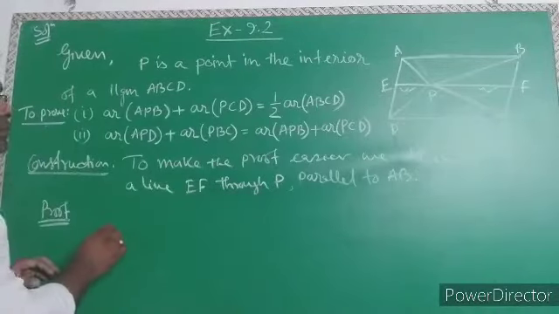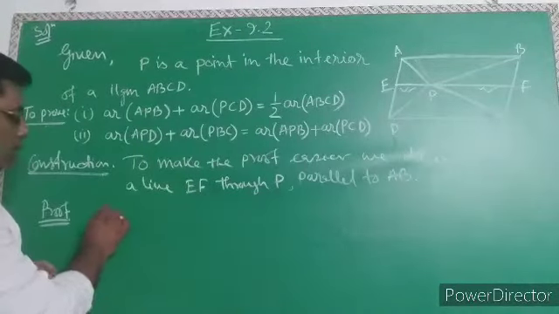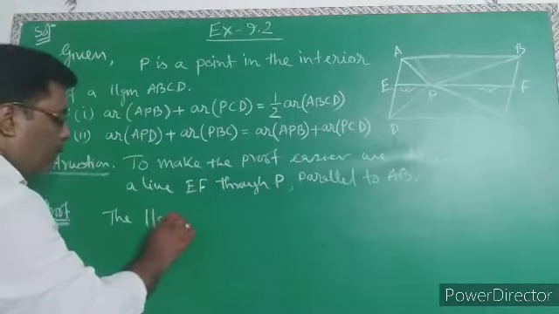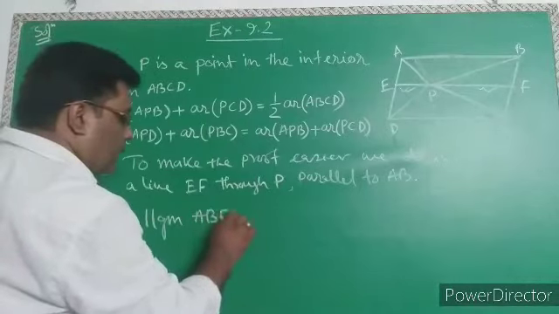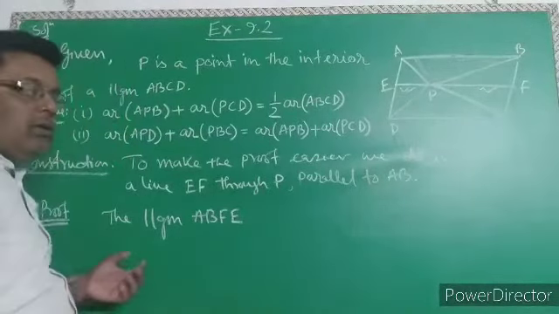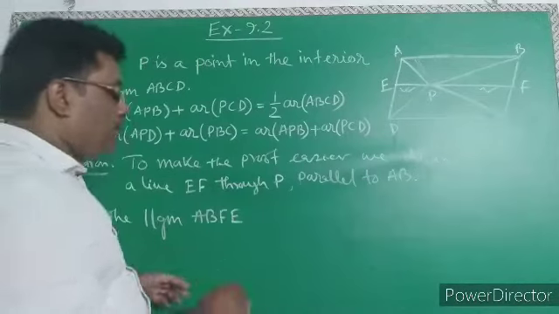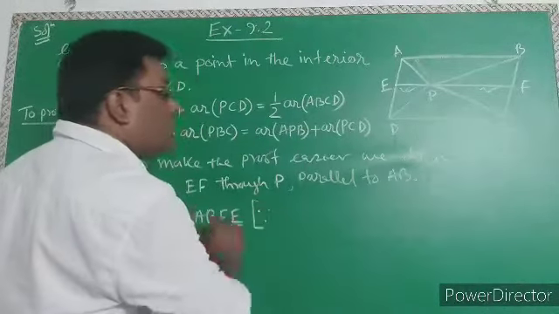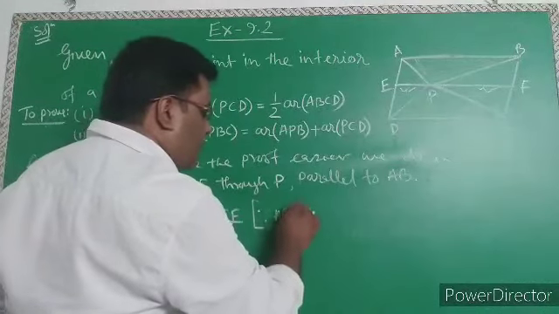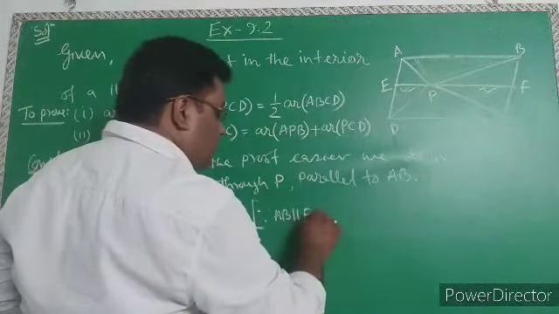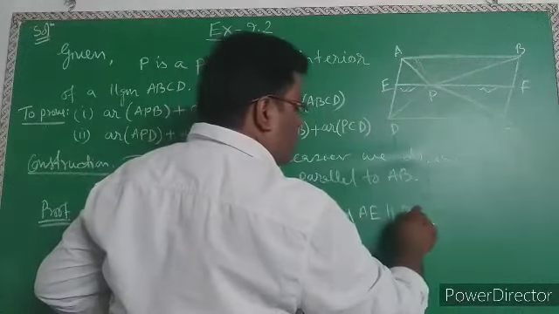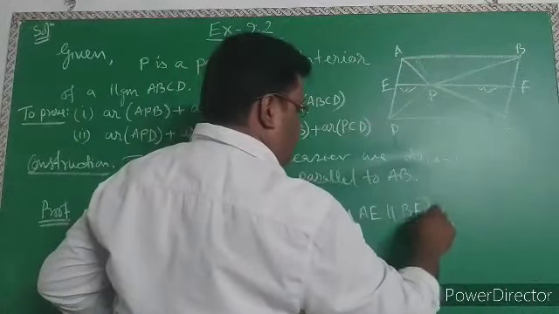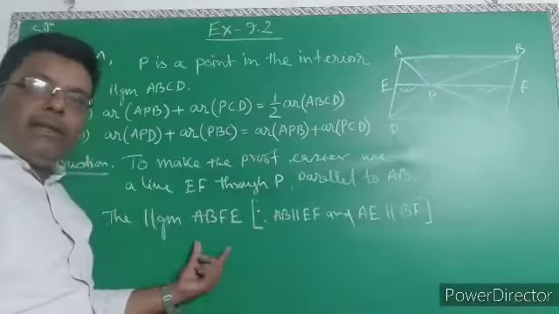So the parallelogram ABFE, so parallelogram ABFE, that means you can write, since AB parallel EF and AE parallel BF. That's why it's a parallelogram.